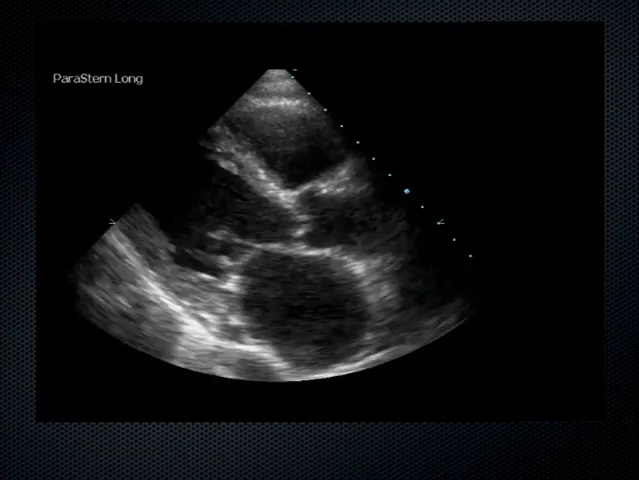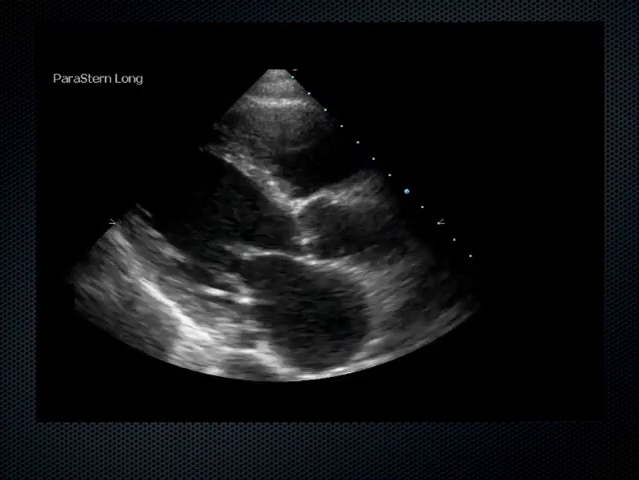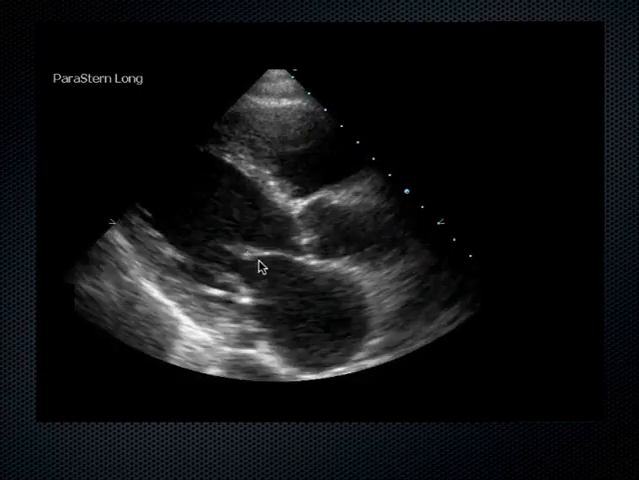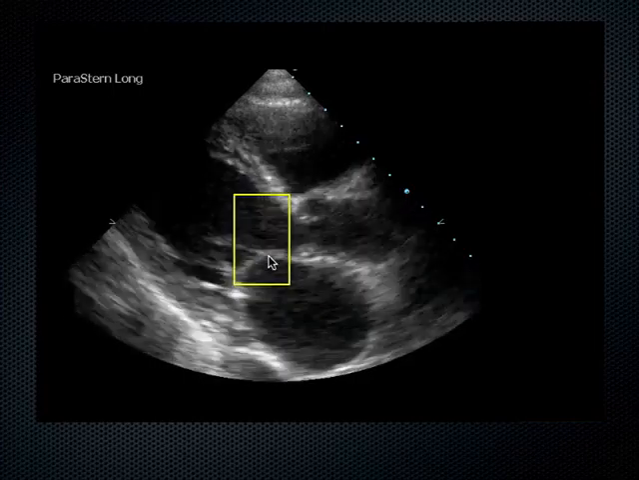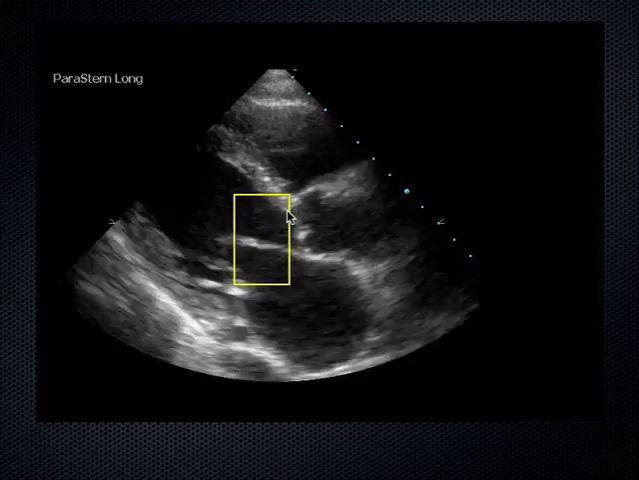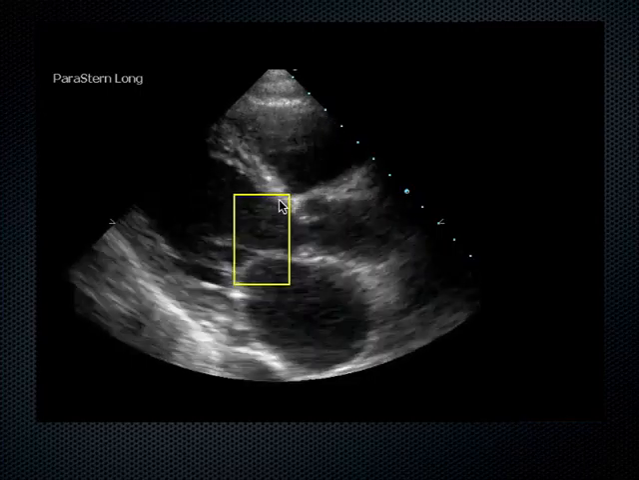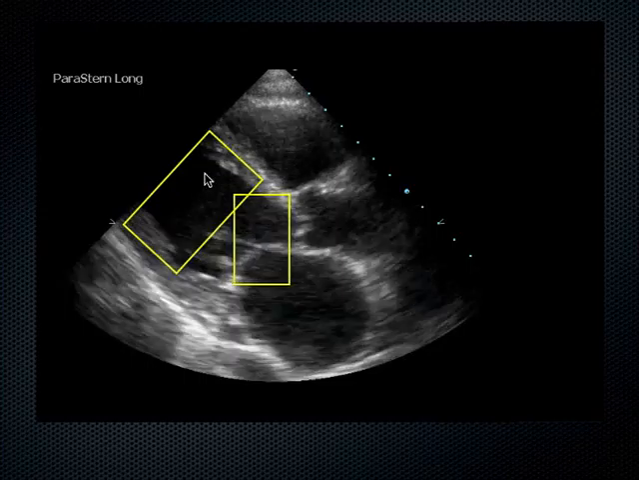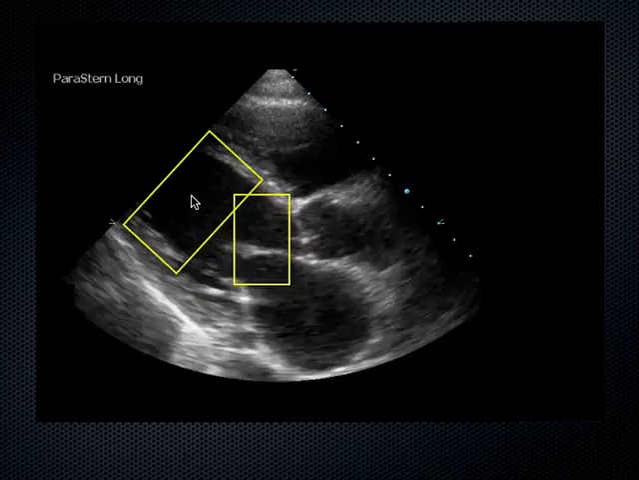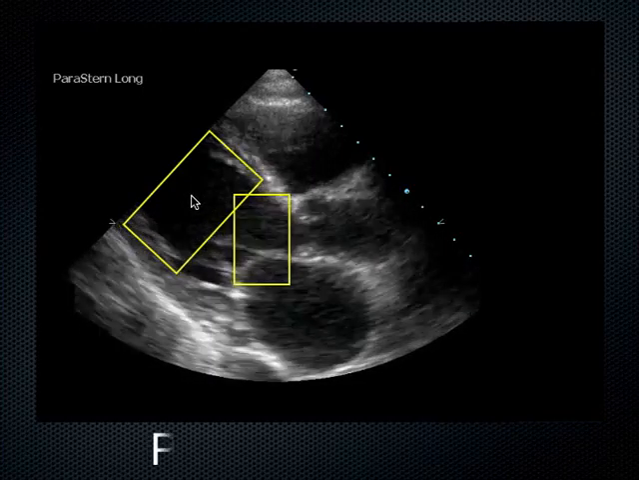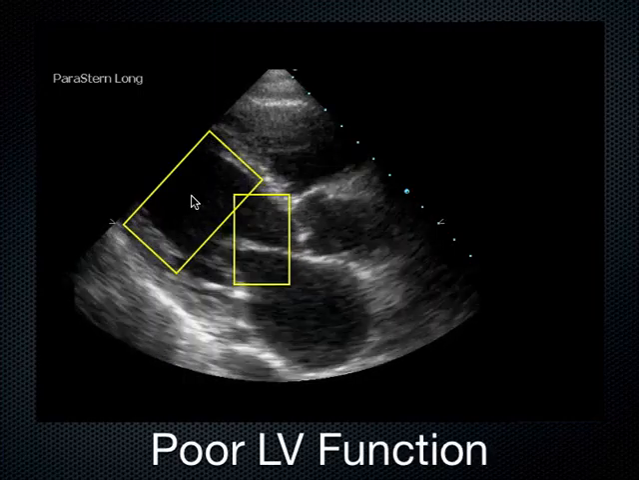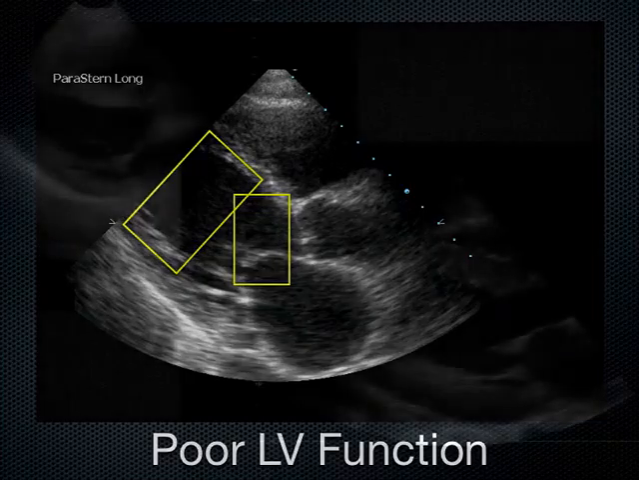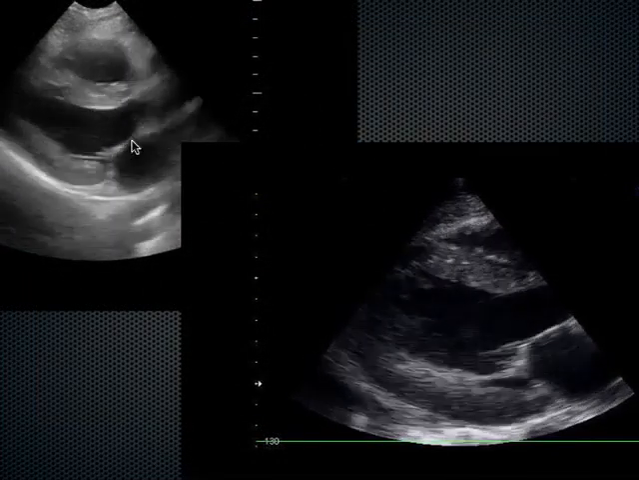The other way to do this is in the parasternal long axis, and this is where I can see that the mitral valve is seen here, and it's just not making any headway up towards the interventricular septum at all. So that's one factor that I use, and then the second factor is the interventricular septum and posterior wall. They're just not squeezing towards one another at all, and so this tells me that this heart here has very poor LV function.